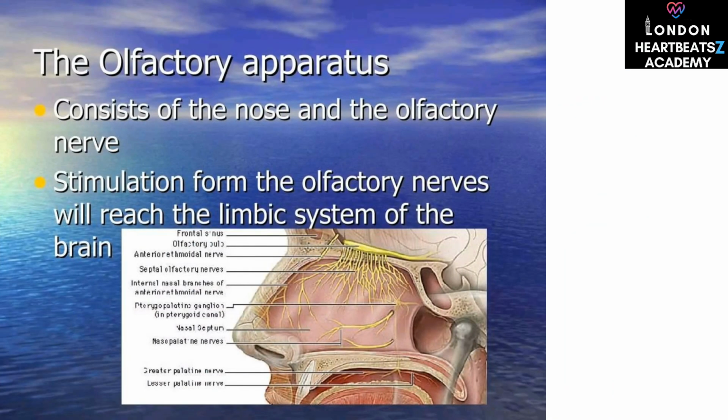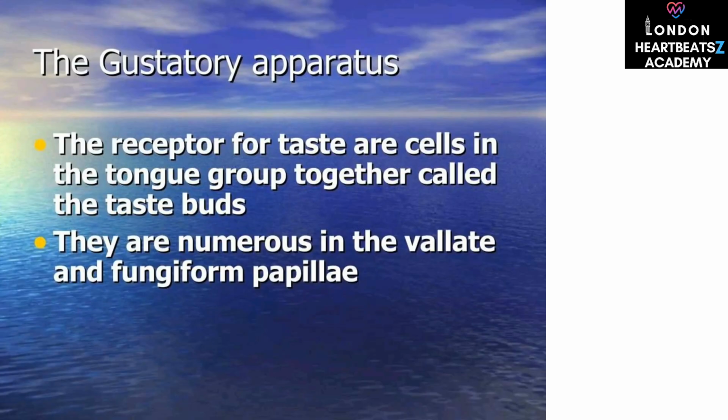Stimulation of the olfactory nerves sends signals to the limbic system of the brain, influencing emotions and memory related to smell. This diagram shows the olfactory bulb and nerve pathways, illustrating how smell signals are transmitted to the brain.